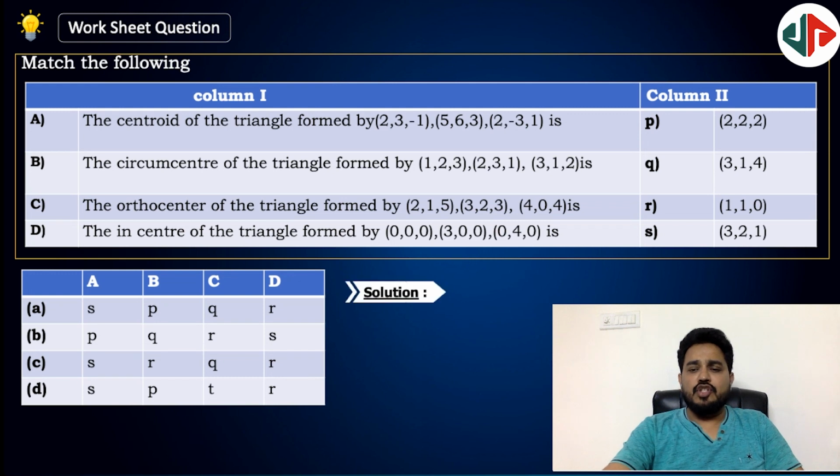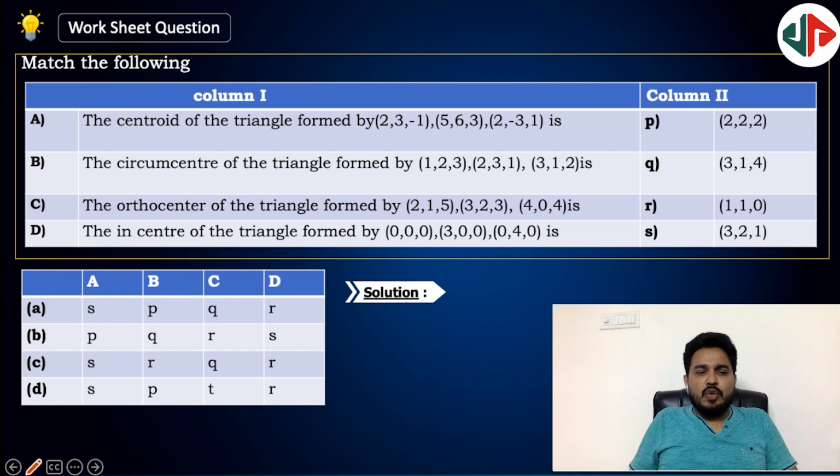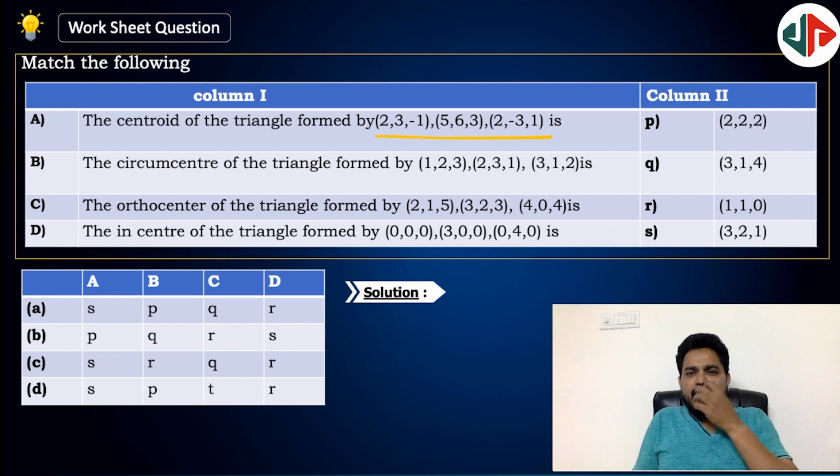So the next question is the centroid. Match the following, which is going to be the correct answer. Here, centroid of the triangle formed by this: 2 plus 5, 7 plus 2, 9 by 3. So 3 comma 3 plus 6 minus 3. So 6, 2. 3 comma 2. So the answer is going to be S. So this could be a possibility, this is possible, this is possible.